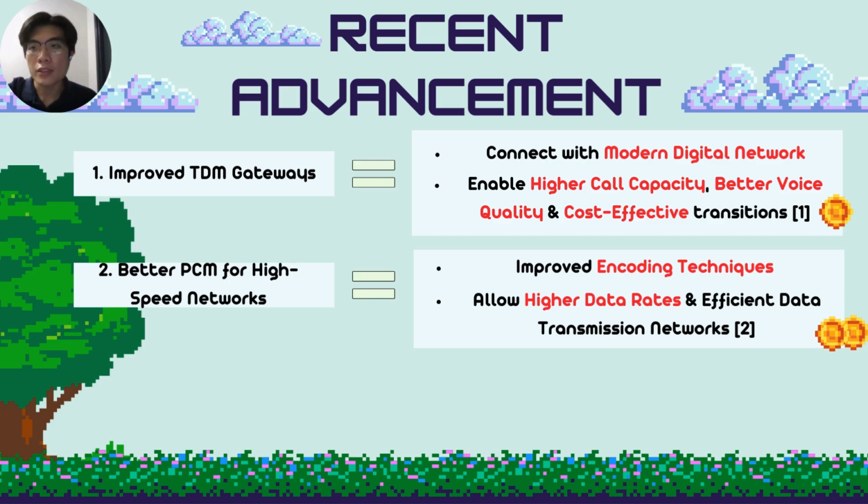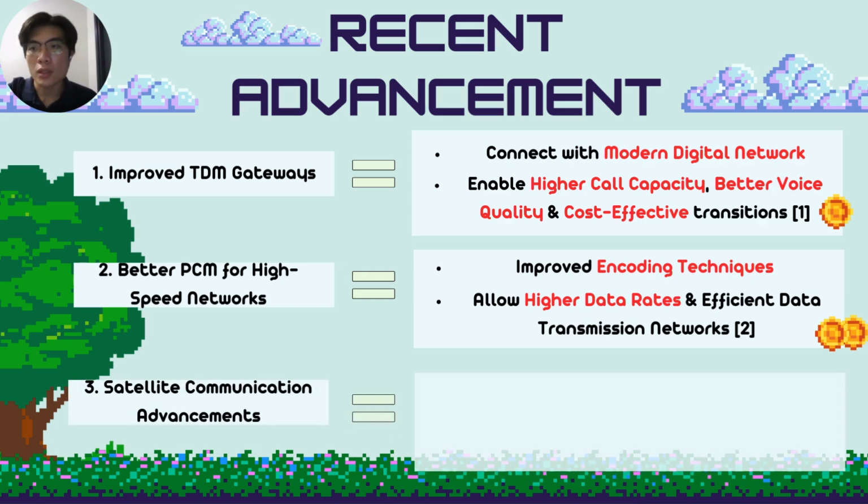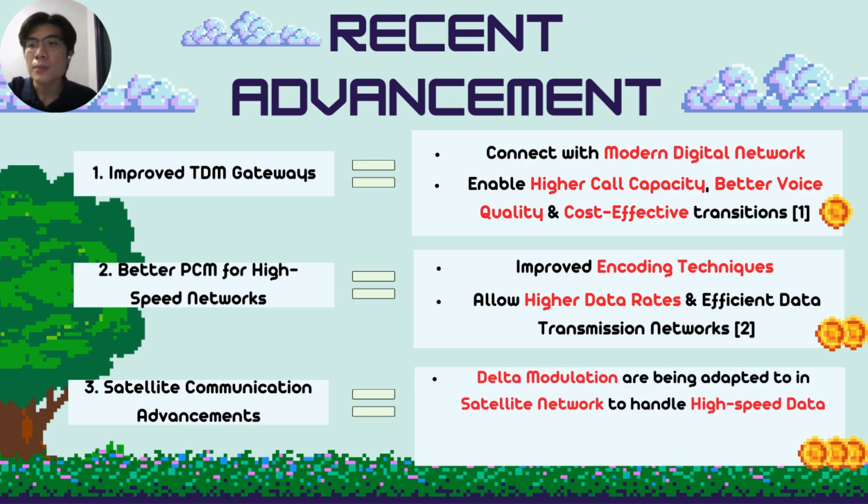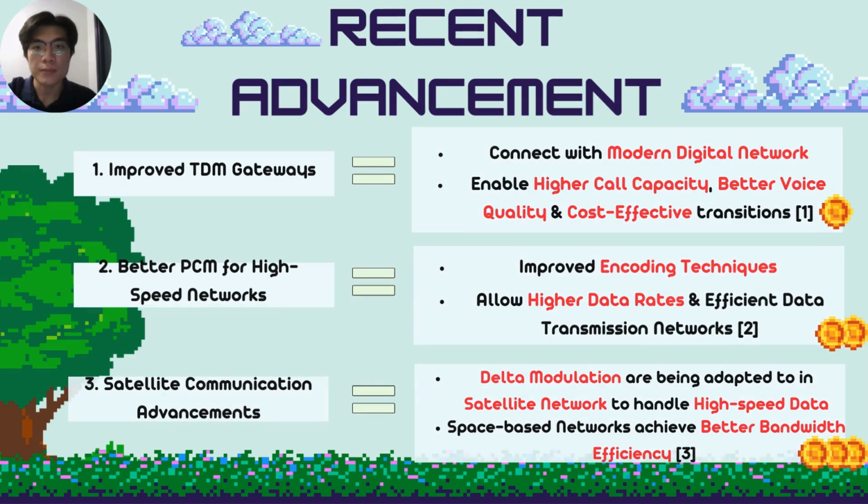The last one will be applications in satellite and space communication. Pulse modulation techniques like delta modulation are being tailored for satellite networks. This method improves bandwidth efficiency, enabling satellites to handle large volumes of high-speed data, which increases global connectivity.